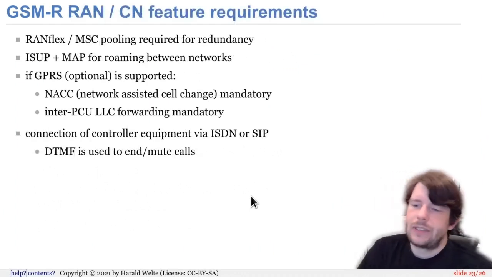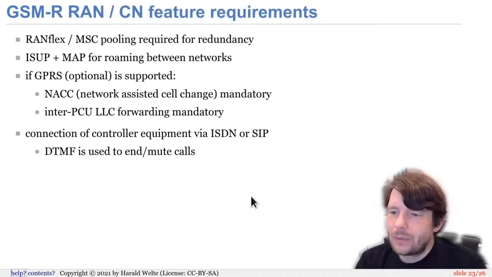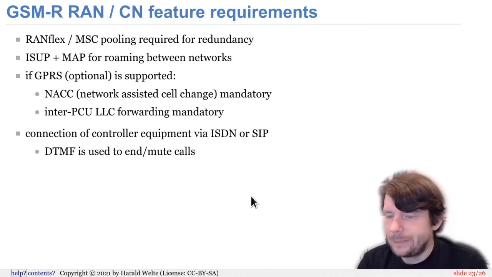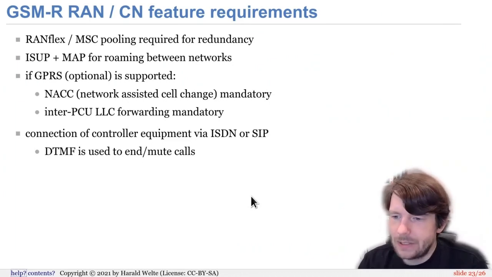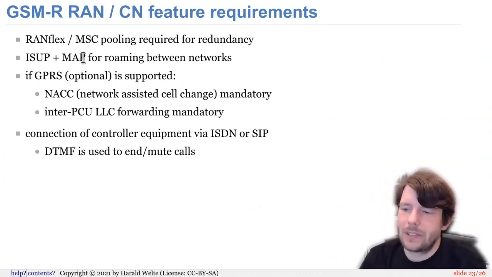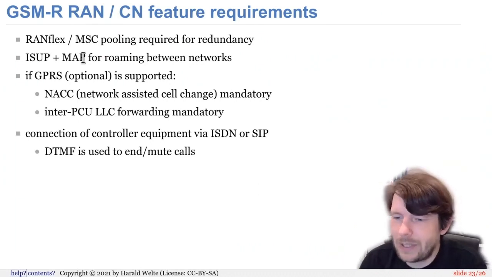So what kind of requirements in terms of features does GSM-R place on the RAN and on the core network specifically? Interestingly, RAN flex, I think, is mandatory, which means MSC pooling, which we have just implemented in Osmocom. That's nice. It's also interesting that ISUP and MAP are specified for roaming between networks. So roaming based on SIP-I, for example, or BICC would not be permitted. It must be classic ISUP for the call signaling.